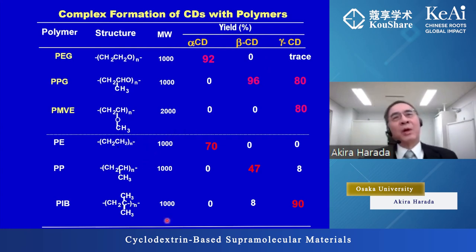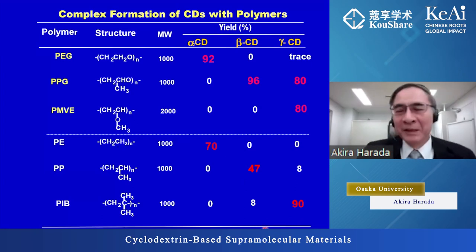In addition, later we found that cyclodextrins form complexes with not only hydrophilic polymers but also hydrophobic polymers with high selectivity. Alpha cyclodextrin forms complexes with polyethylene, and beta cyclodextrin forms complexes with polyisobutylene. Then gamma cyclodextrin forms complexes with polyisobutyrate in high yields. So there is a good correlation between the sizes of cyclodextrins and the cross-sectional areas of these polymers. Again, here as well. So what do you think about that?